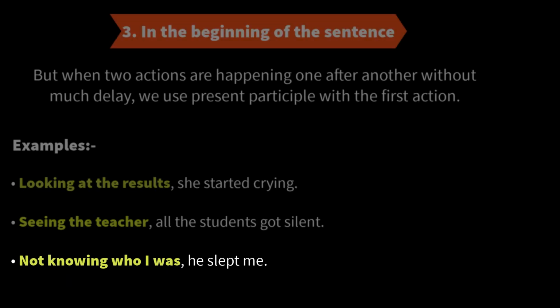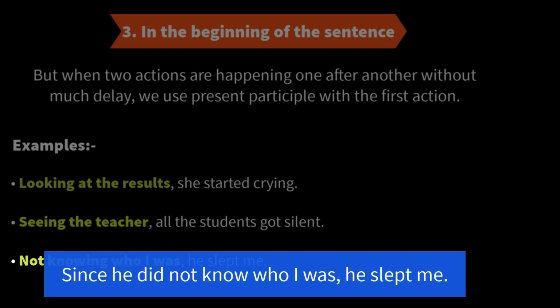Not knowing who I was, he slapped me. He slapped the heck out of me. All right, he did. Anyway, here we have a negative present participle. That means we have "not" before the present participle. Not knowing who I was, this happened first, then the second action, which is slapping me. We could also say, since he did not know me, he slapped me.